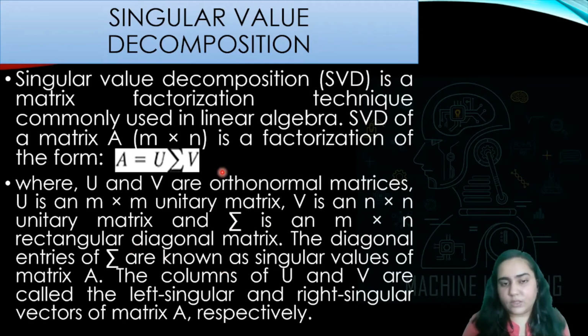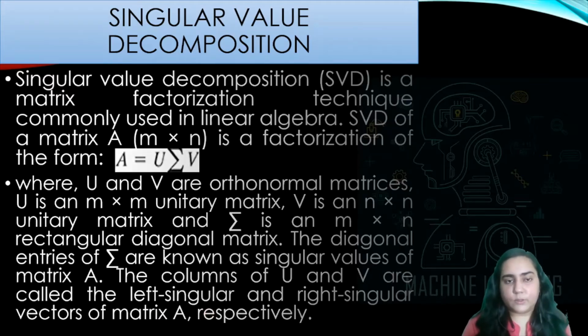I'm sure you know all these terms because you've studied matrices. And what are the diagonal entries? A diagonal matrix would have values only in the diagonal. And so what will be there in the diagonal? The entries which are there are known as the singular values of matrix A. And the columns which are present in U and V are known as the singular vectors. So columns in U are left singular vectors, and columns in V are right singular vectors of matrix A respectively. So that is how you can do singular value decomposition using that formula.